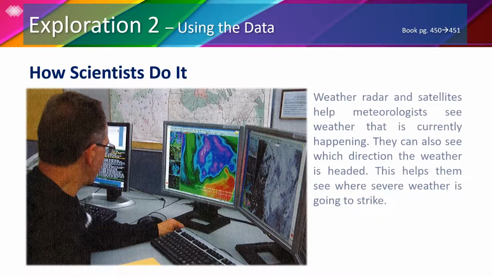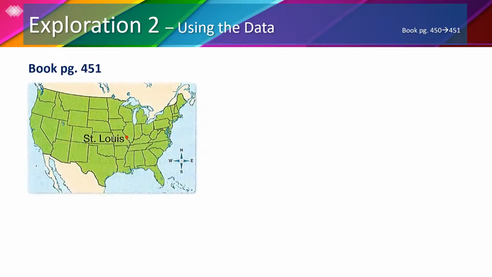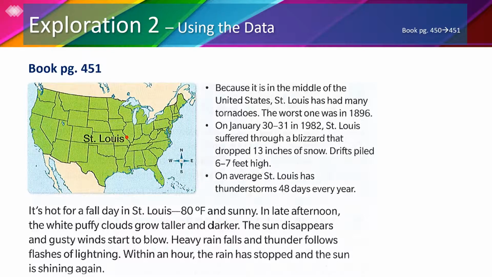Weather radar and satellites help meteorologists see weather that is currently happening. They can also see which direction the weather is headed. This helps them see where severe weather is going to strike. On the next page, page 451, we can see a map of the United States showing us the city of St. Louis. Let's read some information about the city to be able to answer the questions after.